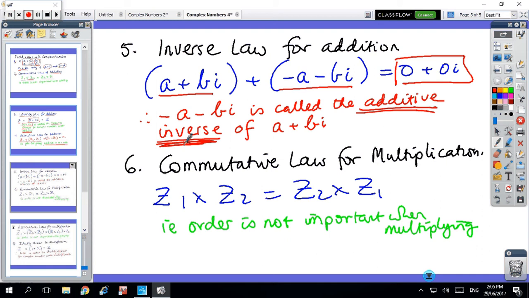Next one is number 6. Now we look at multiplying. Okay, so this basically says you can multiply in any order. The order is not important when multiplying. Okay, looking at the next couple.